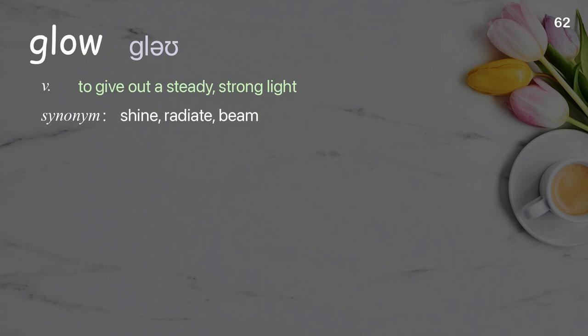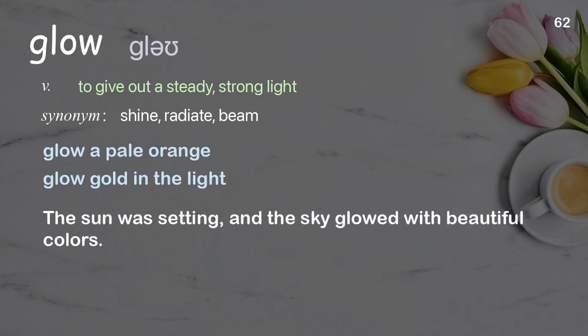Glow. To give out a steady, strong light. Examples: Glow a pale orange. Glow golden the light. The sun was setting, and the sky glowed with beautiful colors.